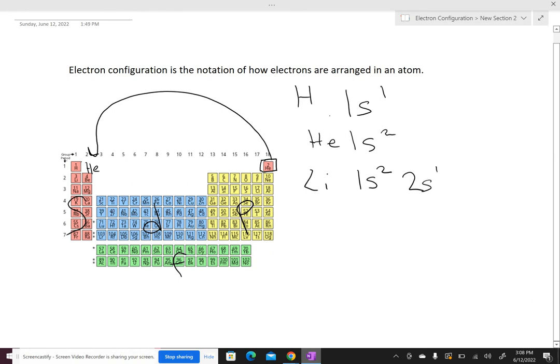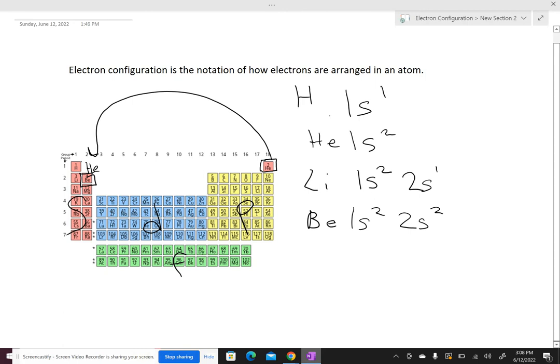For beryllium here, the electron configuration for beryllium, remember we have to include the previously filled orbitals. So we're going to include 1s2. And for beryllium, we are in the second energy level, S block, but it is the second square in.